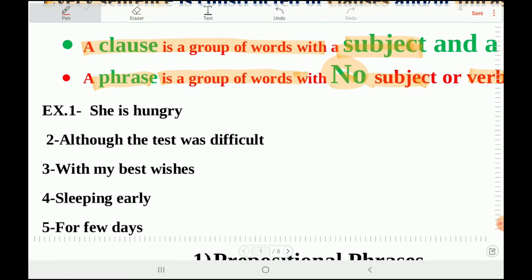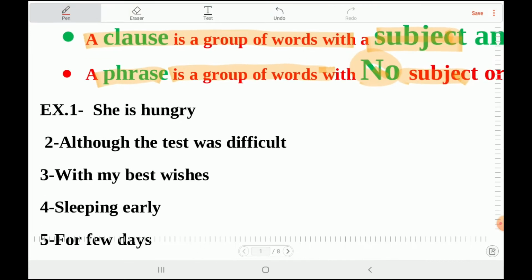لما اقول she is hungry. Do you have a subject and do you have a verb or no? Yes. The answer is yes. You have a subject. She is the subject. Is the verb. So this is a clause. خلينا ناخد C for a clause.